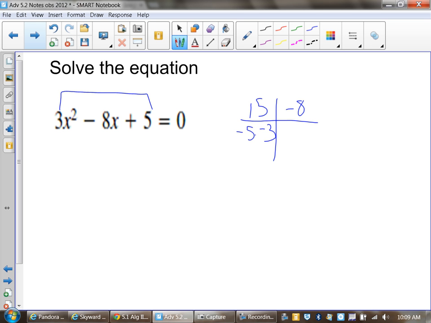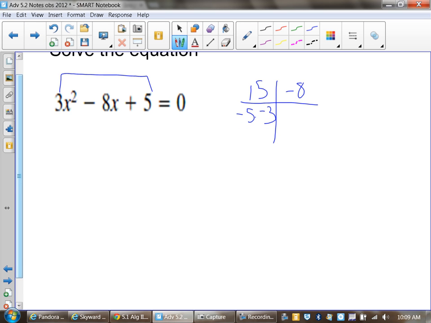Do you agree? Yes. So here's what you do. What you're doing now is you might have heard this called split middle term. It's the same idea as factor by grouping. What I'm doing is I'm splitting this negative 8 into 2 terms. Well, 3x squared minus 3x minus 5x plus 5 equals 0, because negative 3x minus 5x is negative 8x. Now I have 4 terms. What I'm doing from this point is I'm factoring out the greatest common factor. I'm doing the GCF twice.